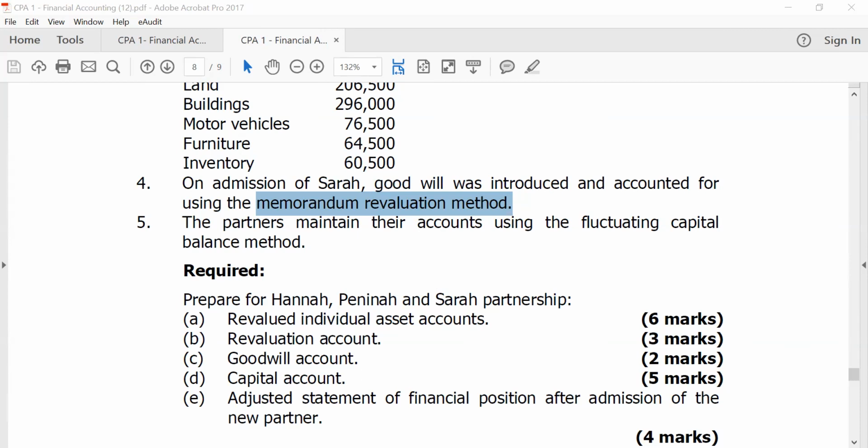The memorandum revaluation method means that the goodwill will not be maintained. The goodwill will not be maintained. Yeah, so after preparing the goodwill, we shall write it off. Okay, very good. A very good explanation. When you look at what we have done here, you get to realize that there's no balance for goodwill.